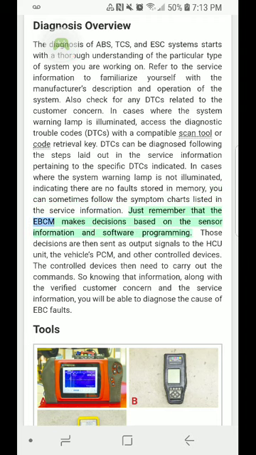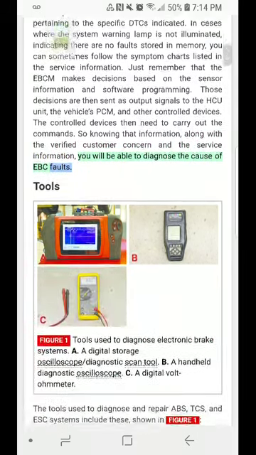Just remember that the EBCM makes decisions based on the sensor information and software programming. Those decisions are then sent as output signals to the HCU unit, the vehicle's PCM, and other controlled devices. The controlled devices then need to carry out the commands. So knowing that information, along with the verified customer concern and the service information, you will be able to diagnose the cause of EBC faults.